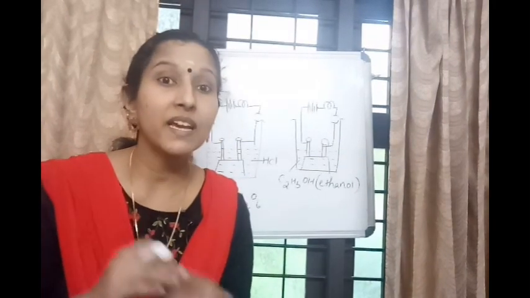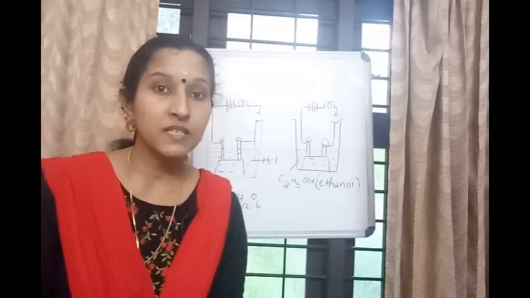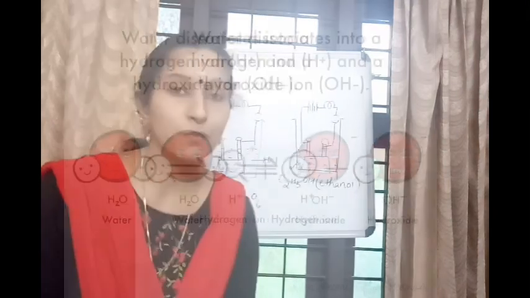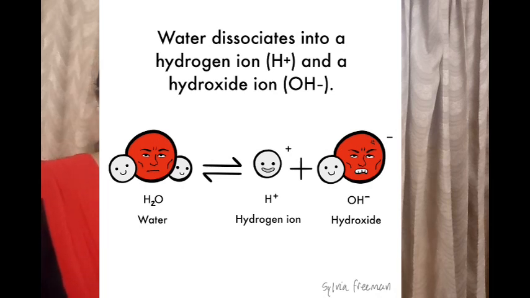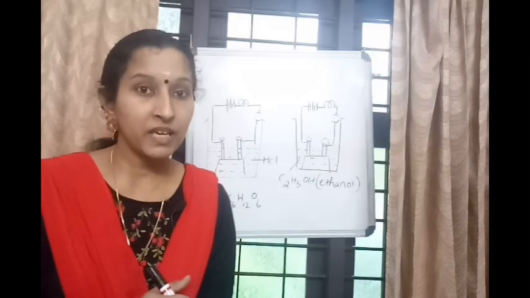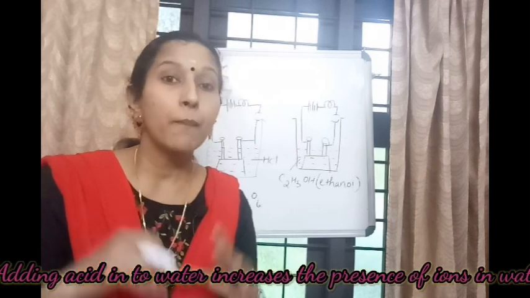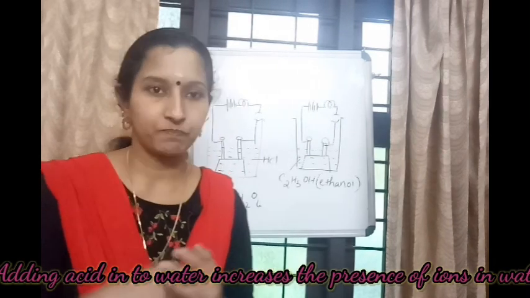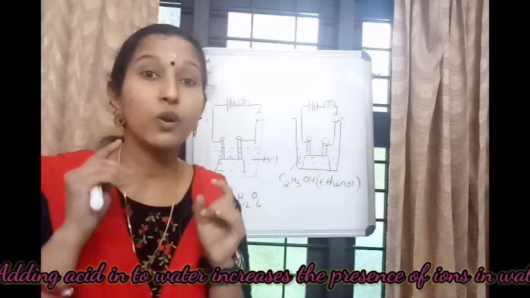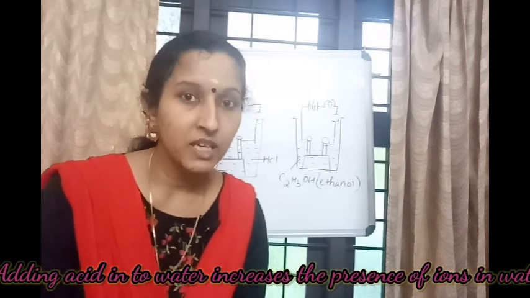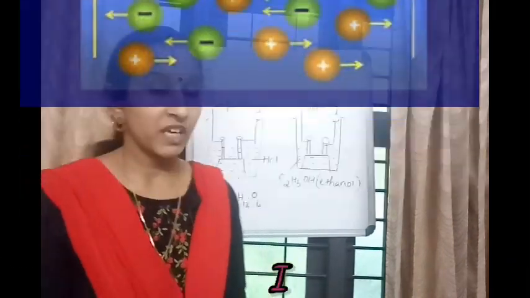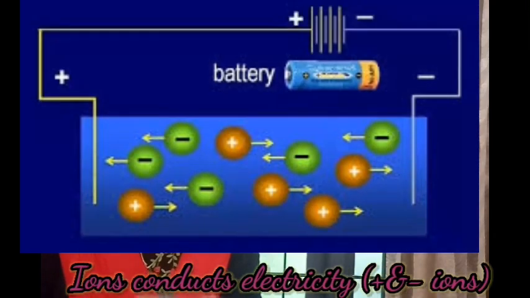Water conducts electricity, which means water dissociates to form H plus and OH minus ions. When we add acid into the water, there is an increase of conduction. This means adding acid into the water increases the presence of ions in the water, which means ions are the responsible factor for the conduction of electricity. If there are ions, there will be conduction of electricity.